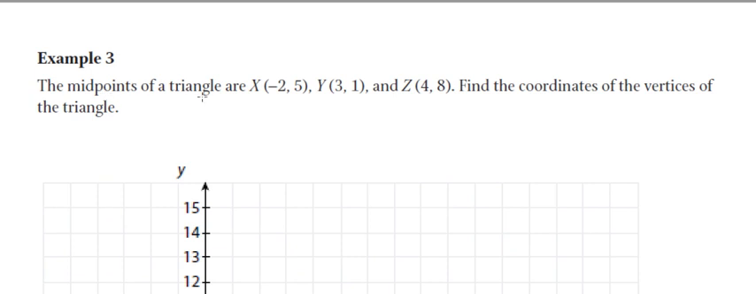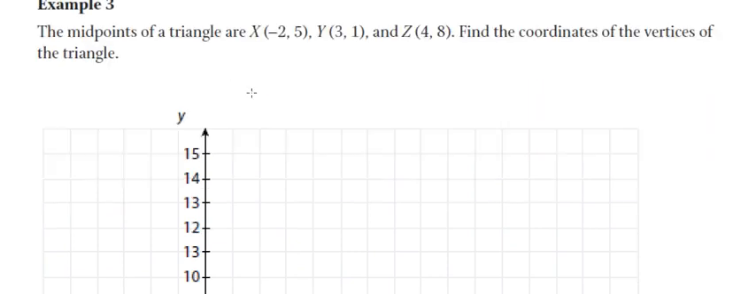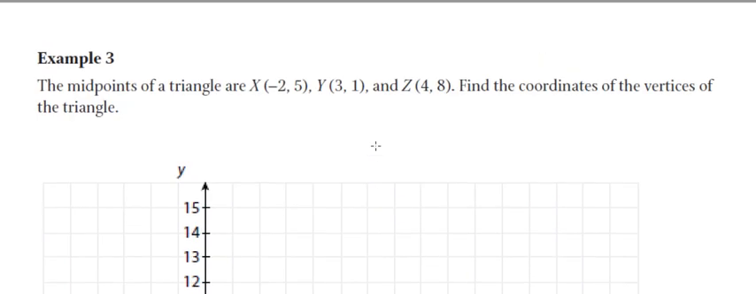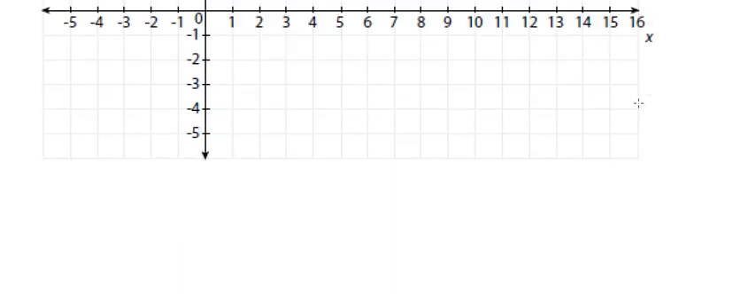So in this question, what they've done is they've given us the midpoints of the triangle. So I know that this is a midpoint of a side length somewhere, this is the midpoint of a side length somewhere, and this is the midpoint of some side length somewhere. And what I don't know are the actual vertices of the triangle. So that's what it's asking me to find.